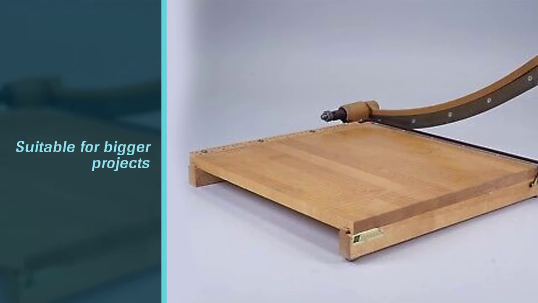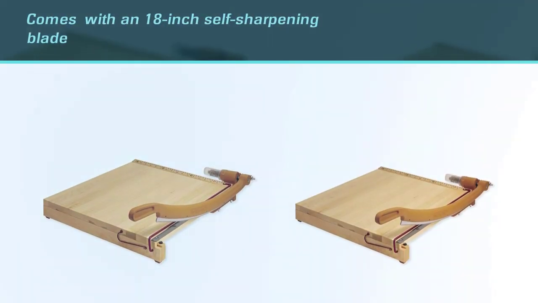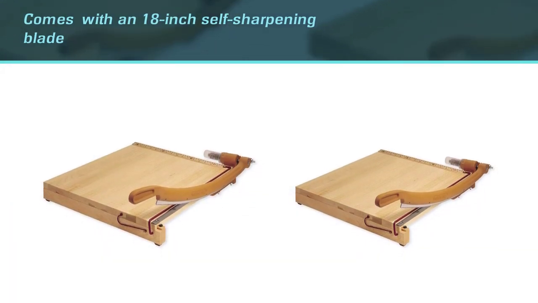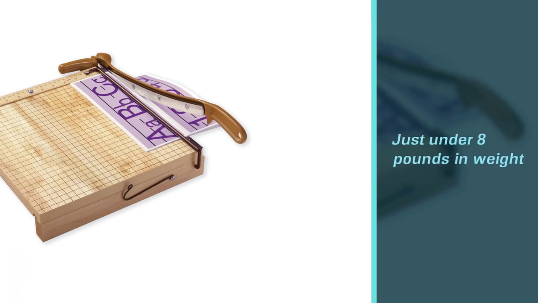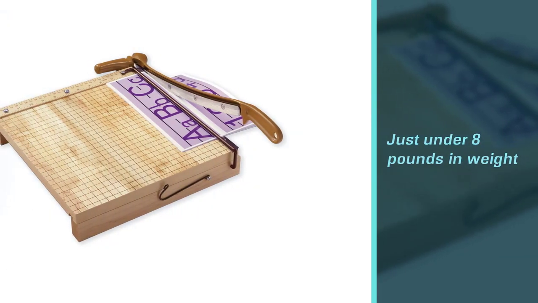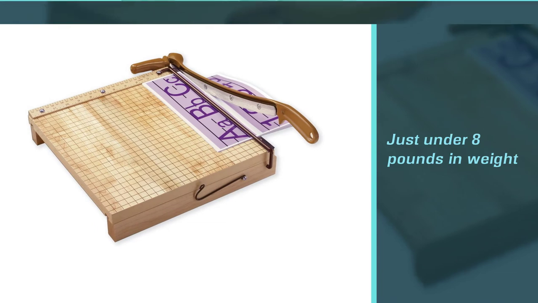Suitable for bigger projects with an 18-inch self-sharpening blade, this guillotine paper cutter is just under 8 pounds in weight, making it stable for whatever you are cutting, but can also do small, lightweight jobs like tissue paper. Super precise and worth the extra cost.